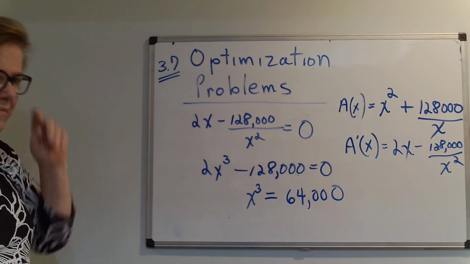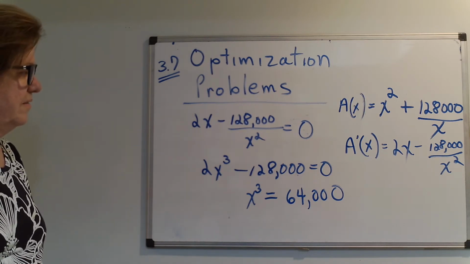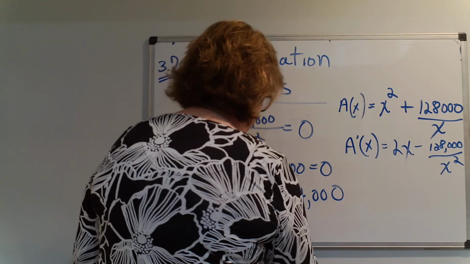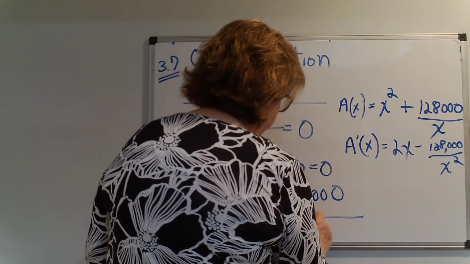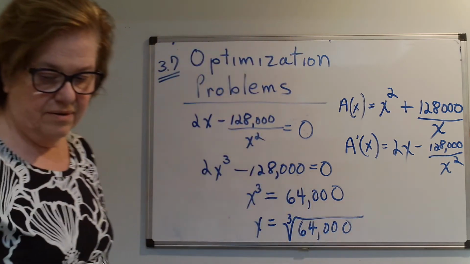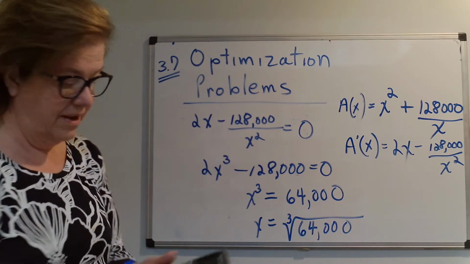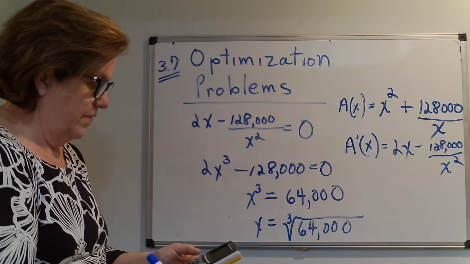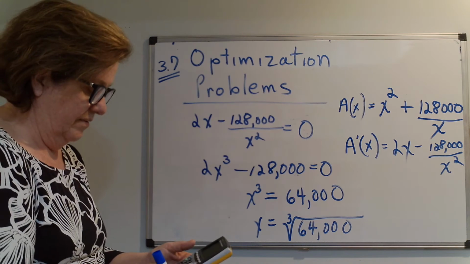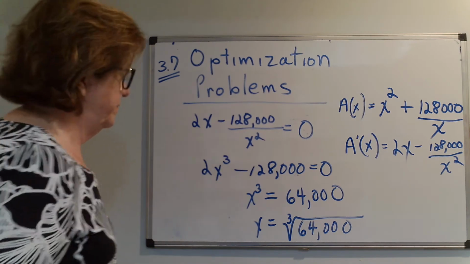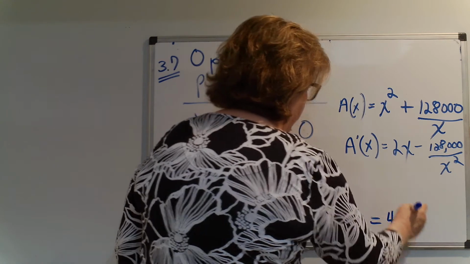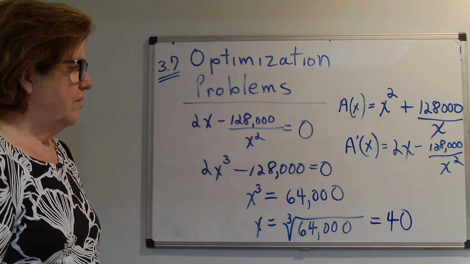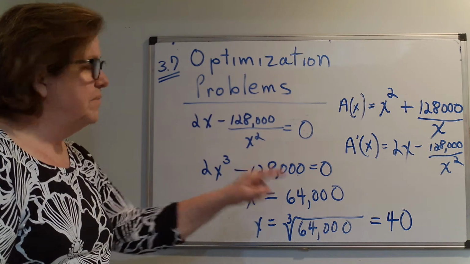So what does that mean? Let's see. What's the cube root of 64,000? Well, you could put that in your calculator and figure out what that is. Let's put it in the calculator. 64,000 to the 1/3 would be the cube root. 40.